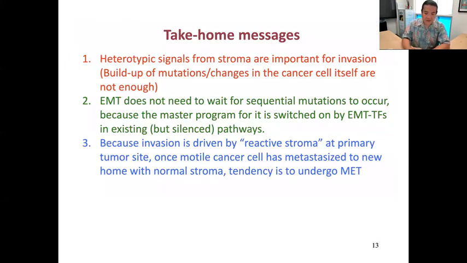All right, so some important take-home messages from this discussion. One is that the heterotypic signals from stroma, meaning cells that are coming from different cell types in the stroma, are very important for invasion. And the buildup of mutations and changes inside the cancer cell itself are not enough. Monologue is not in itself enough. The cancer cell can yell and scream as loud as it wants, but as a monologue, there is no response to help out.